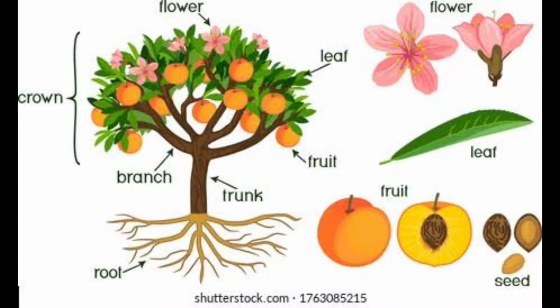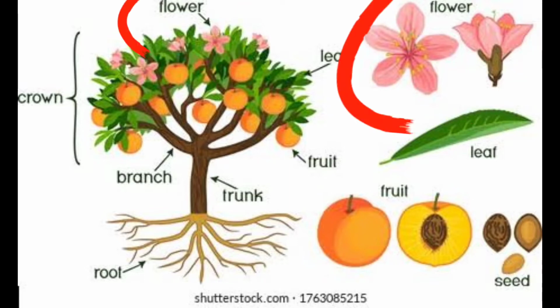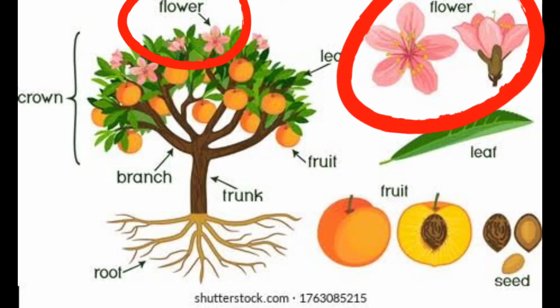For the first part is the flower. Bagian pertama yang akan kita lihat adalah bagian bunga. The flower is usually on the top of the tree. Bagian bunga biasanya terletak di bagian atas dari pohon, just like this picture.